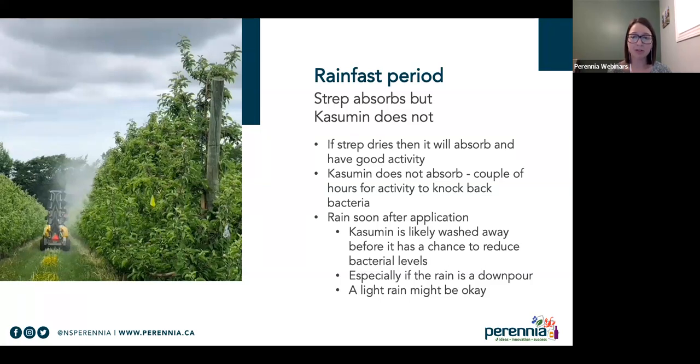So you don't want your Cassumin to get washed off, whereas you might have a little more flexibility with streptomycin with its ability to be absorbed. So Cassumin is definitely more risky in a downpour situation where it could get washed off, but a light rain might be okay, but still be careful about the Cassumin.